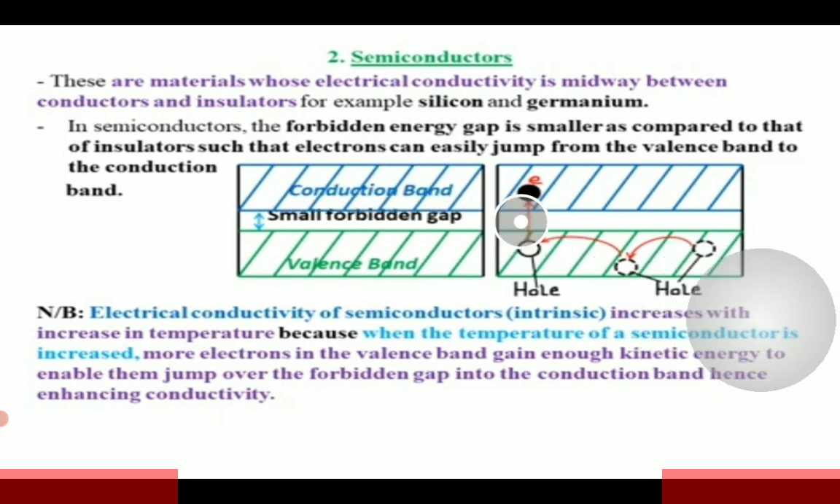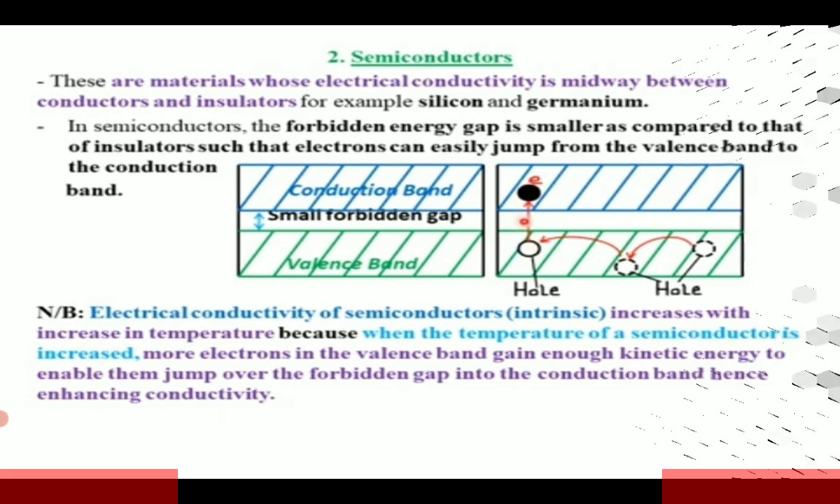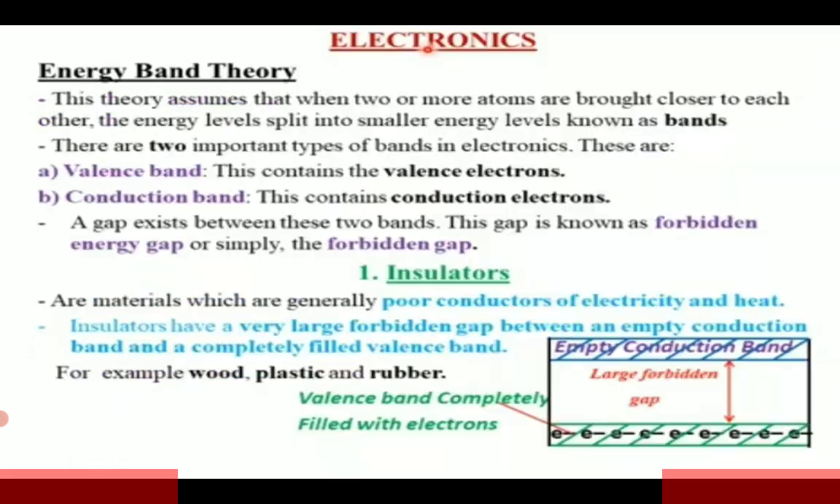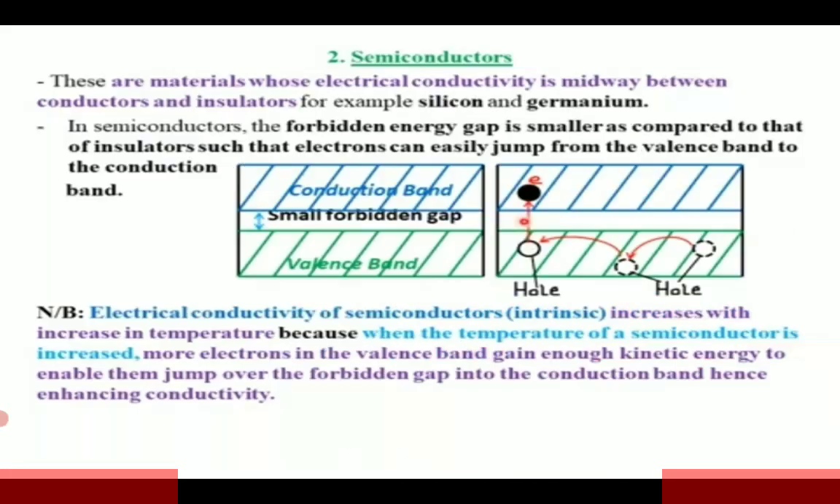Now, this is what happens. All right, let's suppose that we have an electron here. An electron is somewhere there. All right, and it has enough energy to jump from this point to this point here. All right, then from this point to another point there, and then jump through the gap to the conduction band.